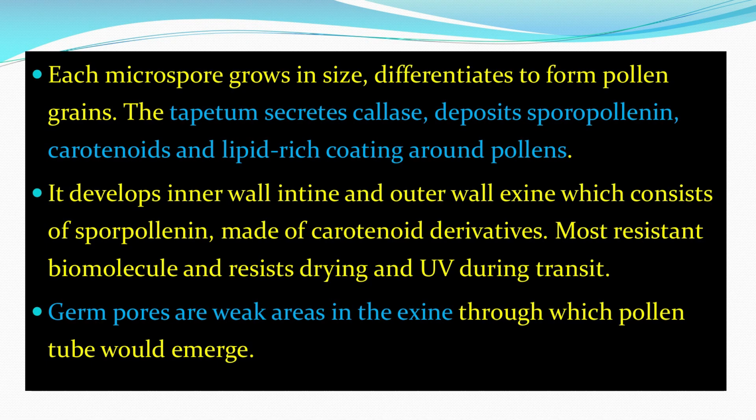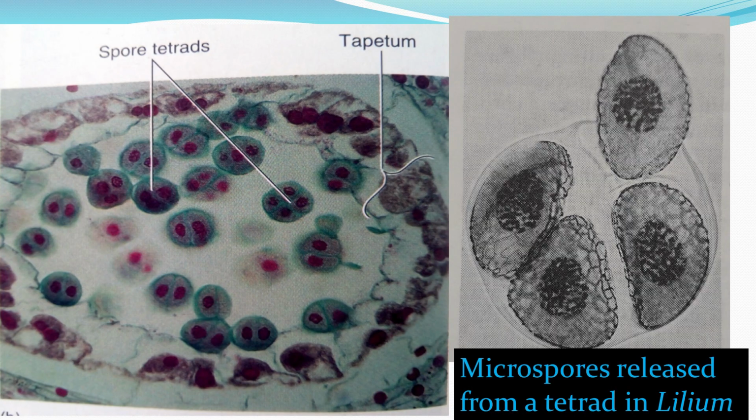This is just a microsporangium. Now, the microsporangium has so many microspore tetrads. On the right, you can see 4 microspores or young pollen grains released from a tetrad. This action is done by an enzyme called callase. Now, each microspore grows in size and becomes a pollen grain.